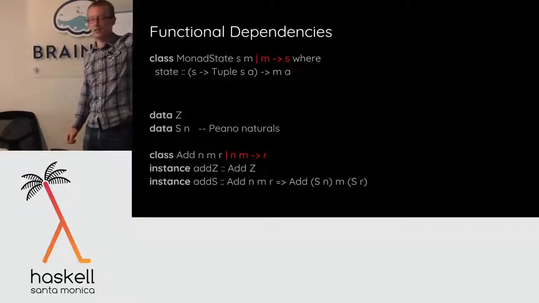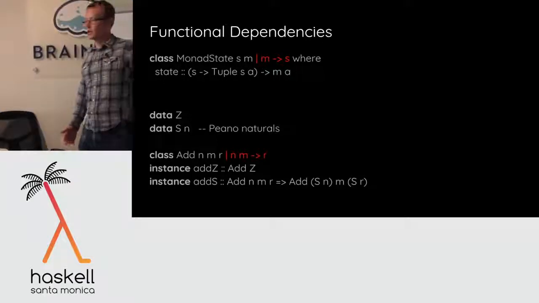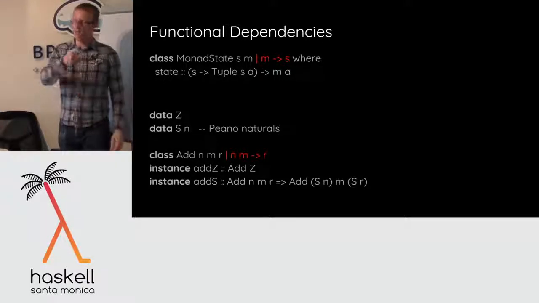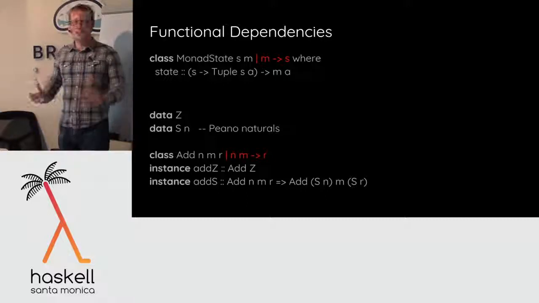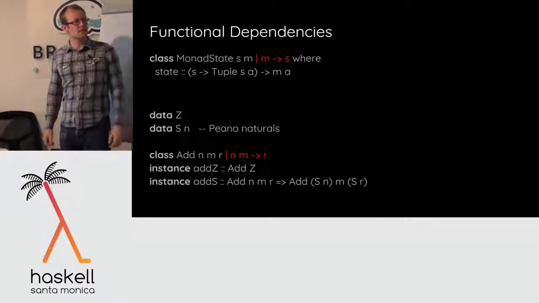Okay, so S here is the type of the state I care about mutating. And M is the monad that I'm trying to state. This monad contains this ability, right? Has the ability to modify the state.